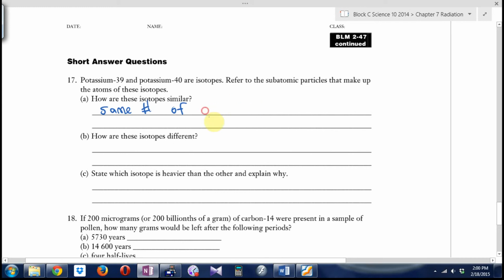You know what? I can't believe I wrote that out. P plus. Or you could do the other symbol, 1p1. Any other suggestions? Same element? Sure. But why are they the same element, Max? Same number of protons. How are they different?